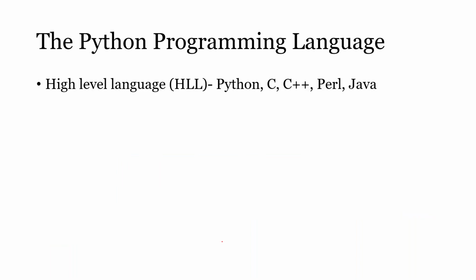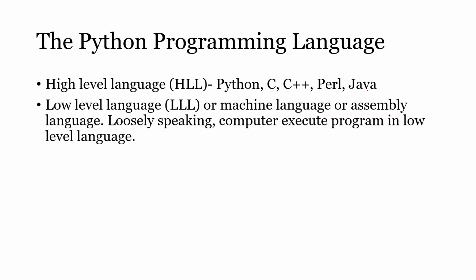Now, there are other high level languages also available. C is also not a low level language; C is also a high level language. Python is another high level language. Perl is another high level language. Java is another high level language. These are all examples of high level languages.